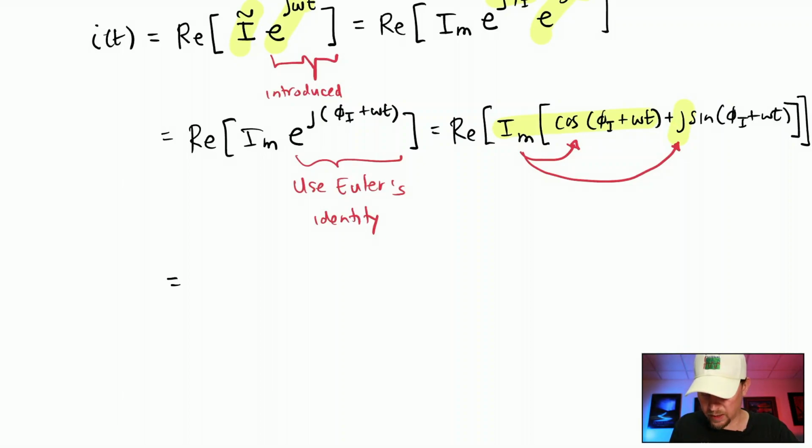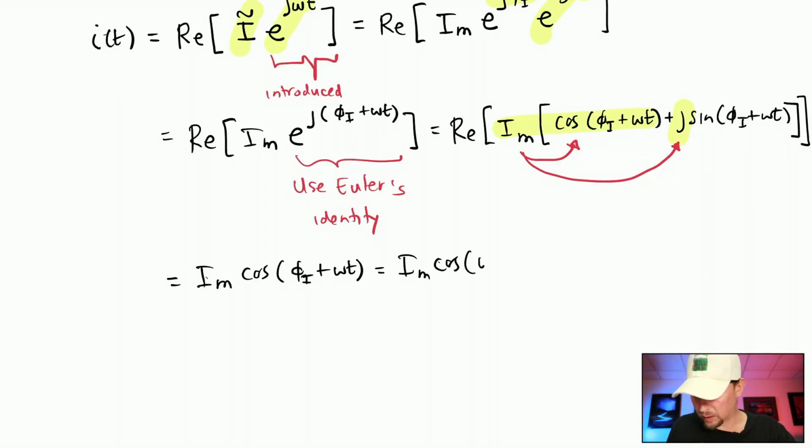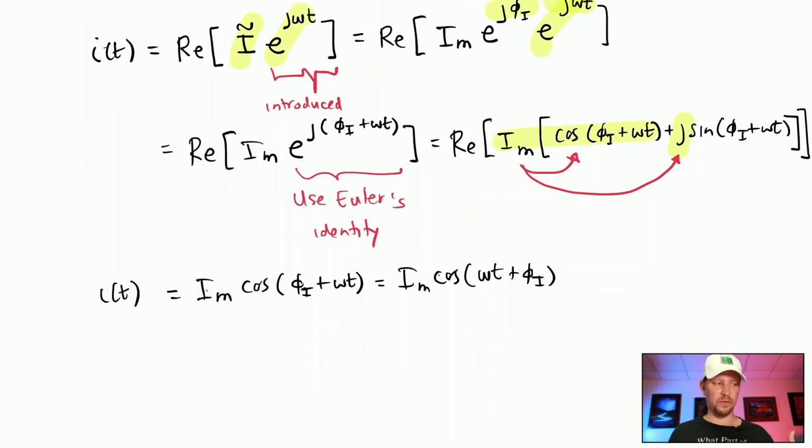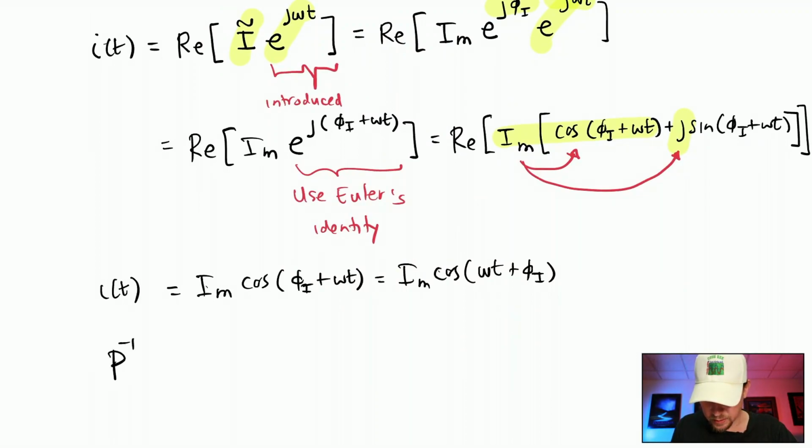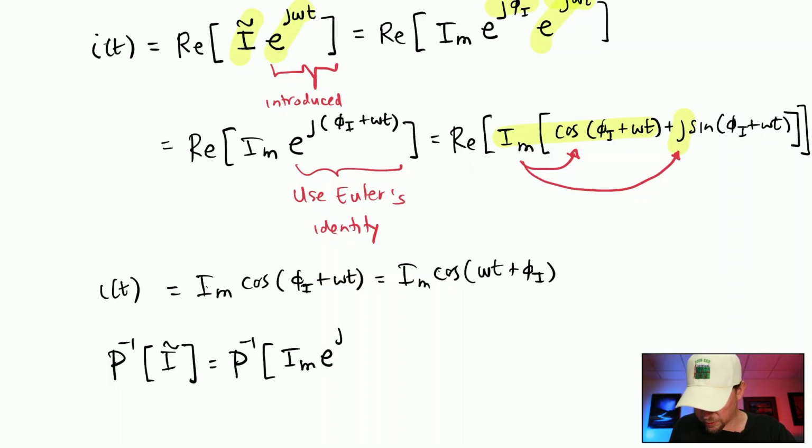So the real part of the entire thing is I sub m times the cosine of phi sub I plus omega t, or if you feel more comfortable just rearranging the terms inside the cosine, this is I sub m cosine of omega t plus phi sub I. So this is now the inverse phasor transform, and we denote it like this, of the phasor I sub m, where it is the inverse phasor transform of this, which is I sub m times the cosine of omega t plus phi I.